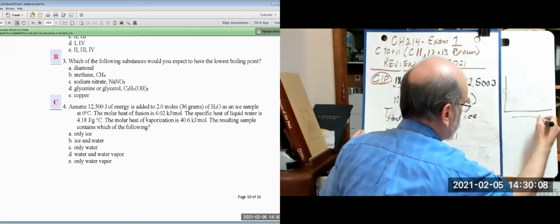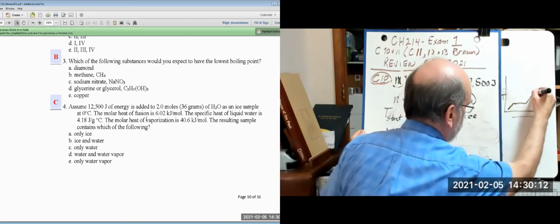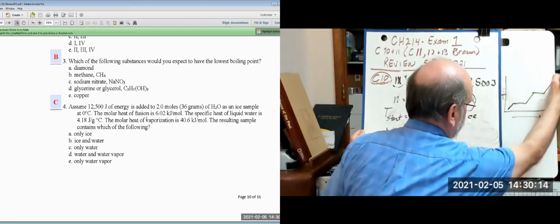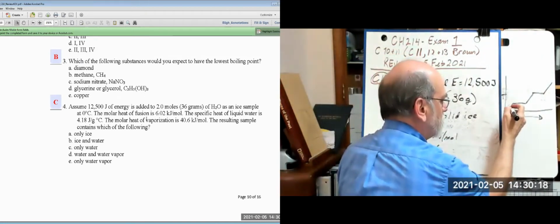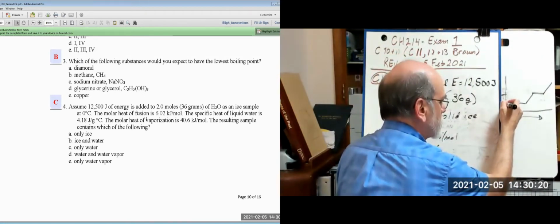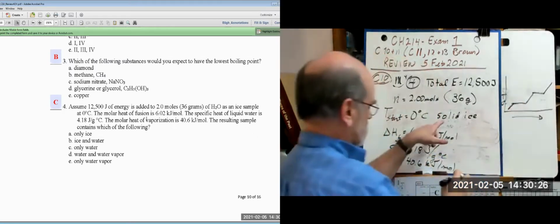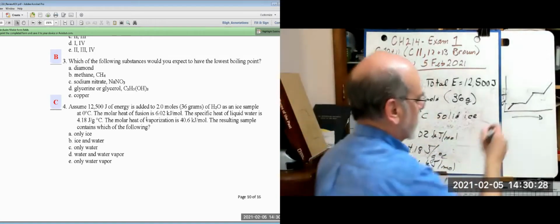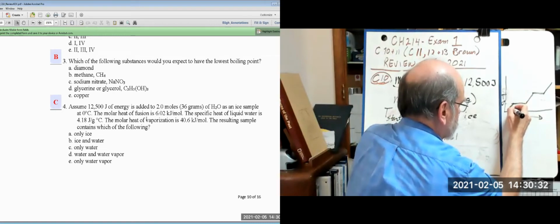Right? Progress, temperature. Like that, that, and that. So here we have 0 degrees. That's where we're starting, right here. Okay, so this is going to be only ice, solid.